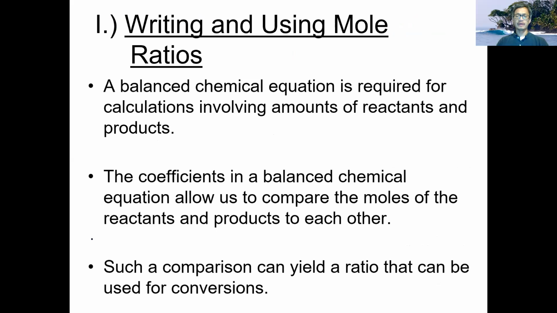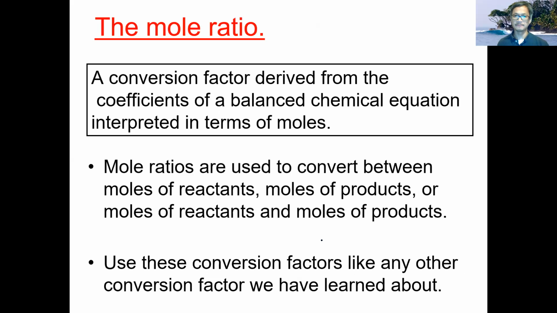When you compare the mole values, you can set up a ratio, and that ratio is what we call a mole ratio. So if we set up the coefficients and compare them, we get this mole ratio, which will allow us to do the conversions we need involving the amounts of reactants and products. This mole ratio is simply a ratio between the moles of reactants and the moles of products, so we can use it to do conversions between any of the components of the reaction. It's basically a conversion factor that we can take advantage of.